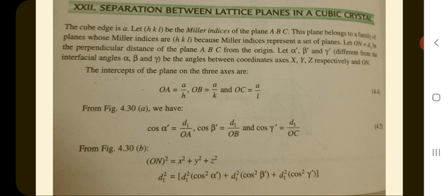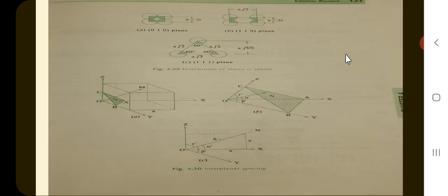Now today's article is separation between lattice planes in cubic crystals. Now for that purpose, let us consider a cube. This is a cube having edge A, small a, and let HKL be the Miller indices of the plane ABC.